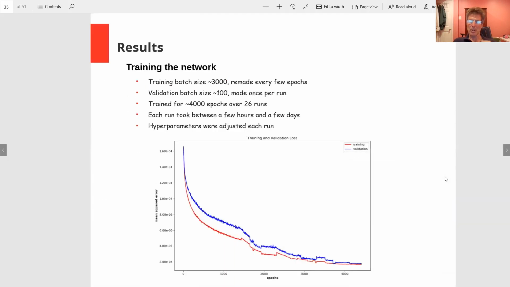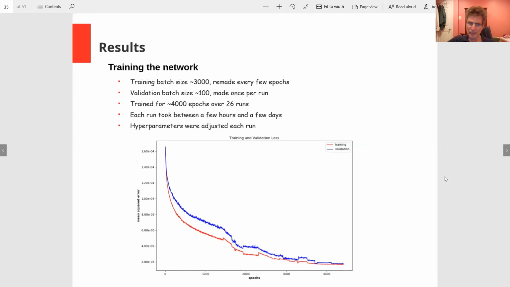All right, now I'm moving on to the results section. The training batch size was about 3,000, and I remade this every few epochs. What I mean by that is that I would make 3,000 density maps, 3,000 corresponding Patterson maps, and train on that for a few epochs, and then discard that and do it again. Make another 3,000, train on it for a few epochs, and discard it.